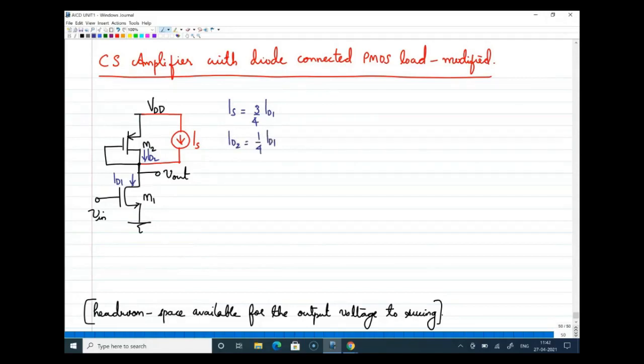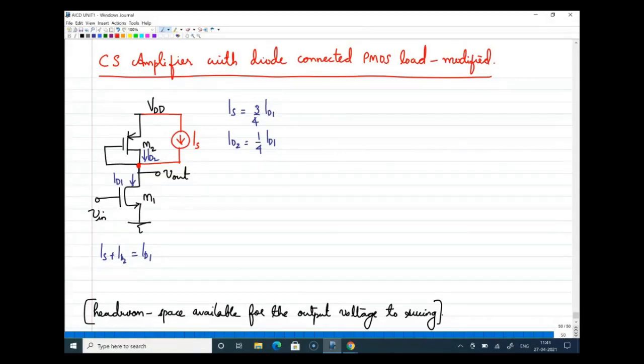So IS plus ID2 is equal to ID1. That is how I have written here. That is the current equation here. If you write an equation at this node, the sum of the currents entering the node is IS plus ID2, and the sum of the current leaving the node is equal to ID1. So that is what I have written here.